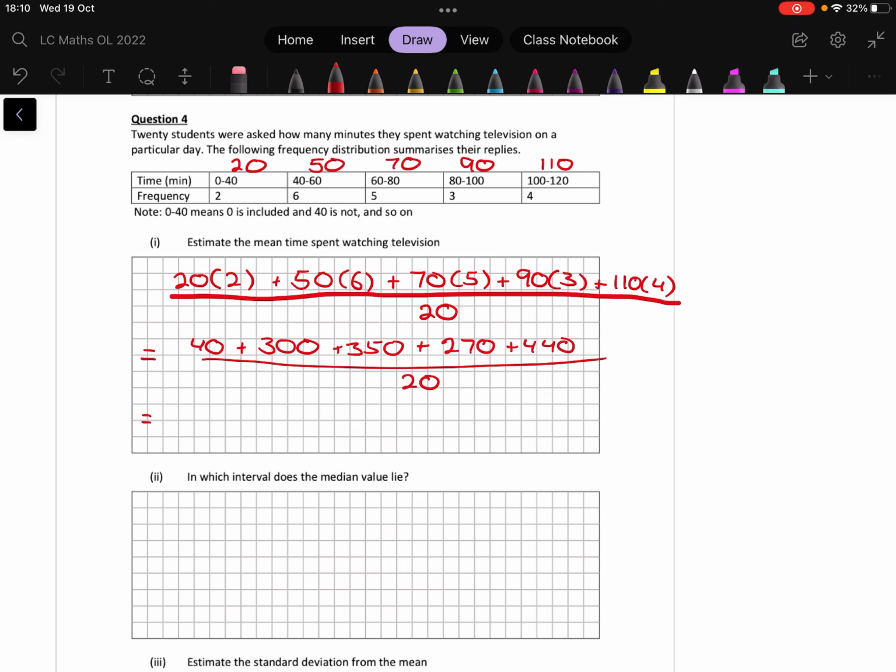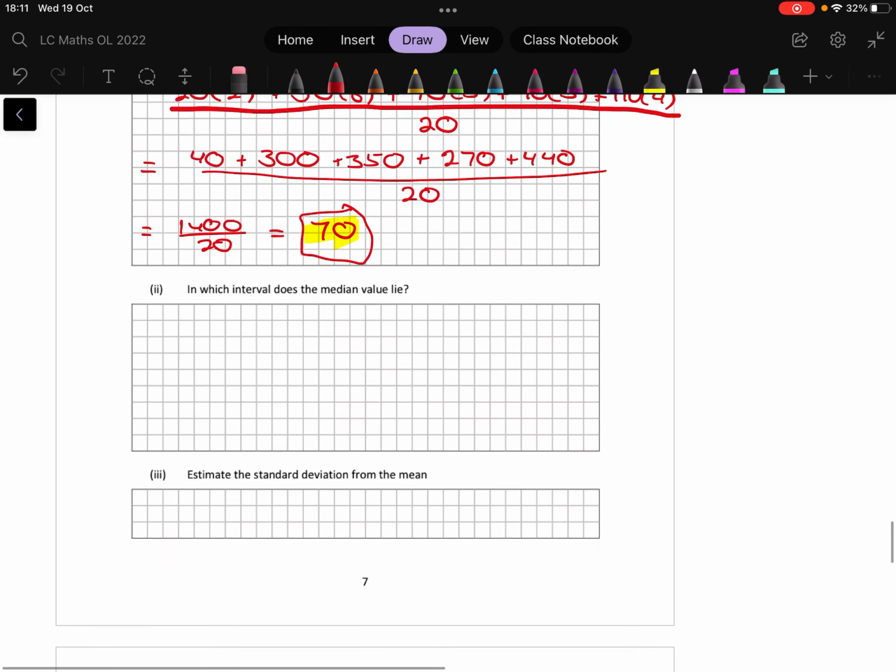If we add up that top line, we should get a total of 1,400. It's divided by 20, and that will give us 70. Okay, so 70 is the mean time, the mean number of minutes that was spent watching television. And that does sound about right.